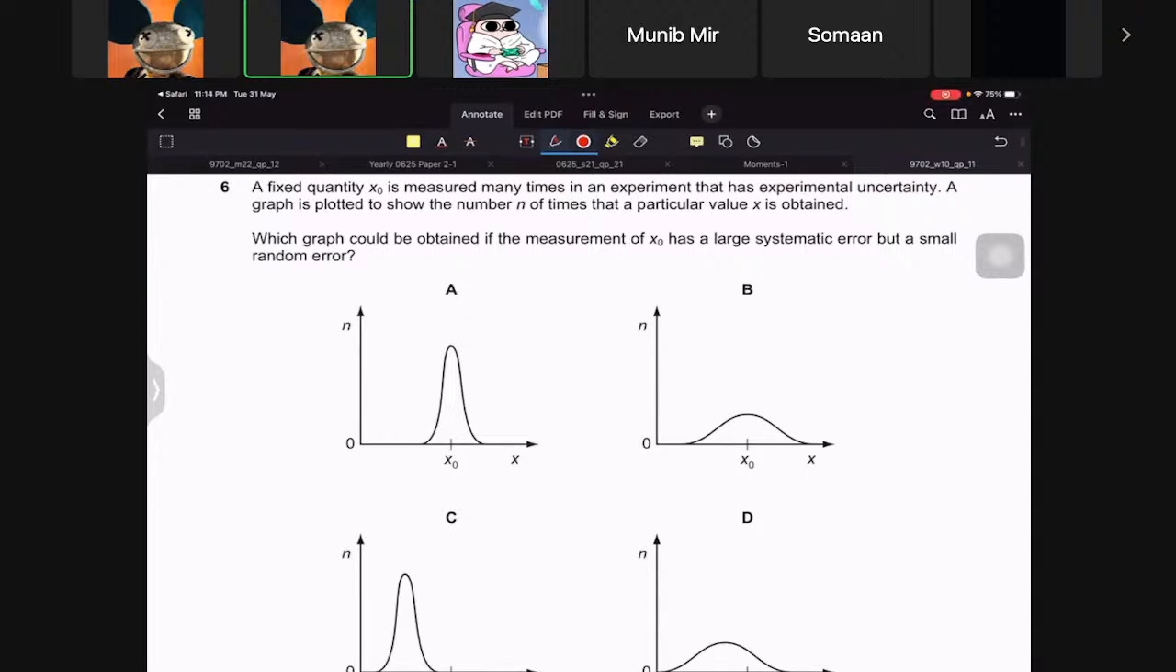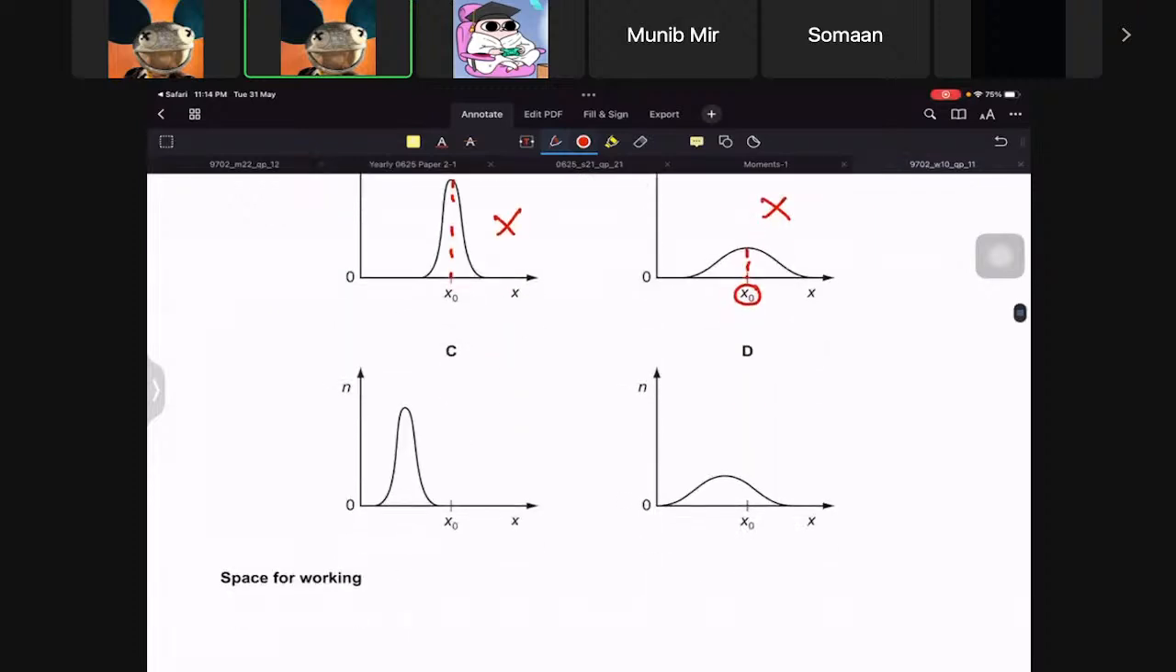It says a fixed quantity x naught is measured many times in an experiment. In experimental uncertainty, a graph is plotted to show the number n of times. Which graph could be obtained if x has a large systematic error but small random error? Large systematic error means that if this is the original value, it will be shifted away from it. So neither this answer is correct, neither this answer is correct, because the peak is exactly at the true value. So the peak needs to be shifted, okay? Which means C and D might be correct, but the peak is shifted.